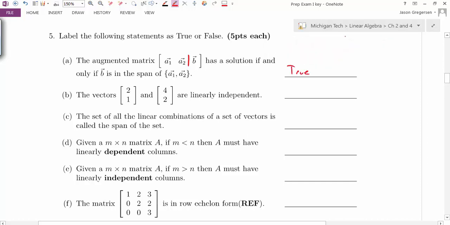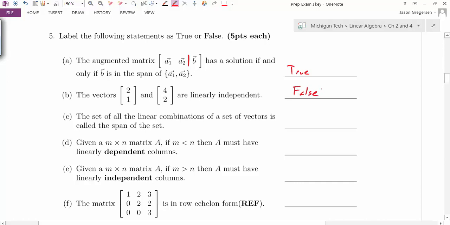Next one says the vectors (2, 1) and (4, 2) are linearly independent. So once again, if I have just two vectors, all I'm checking to see is whether they're multiples of each other. Here I can see that if I take (2, 1) and multiply it by 2, I get the vector (4, 2). So they are multiples of each other, which means this is not linearly independent, but rather linearly dependent.